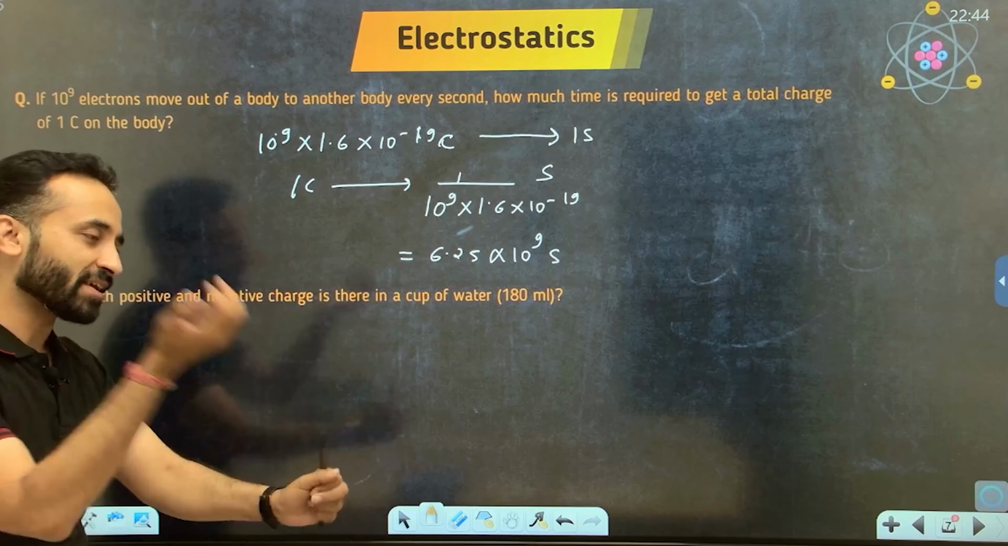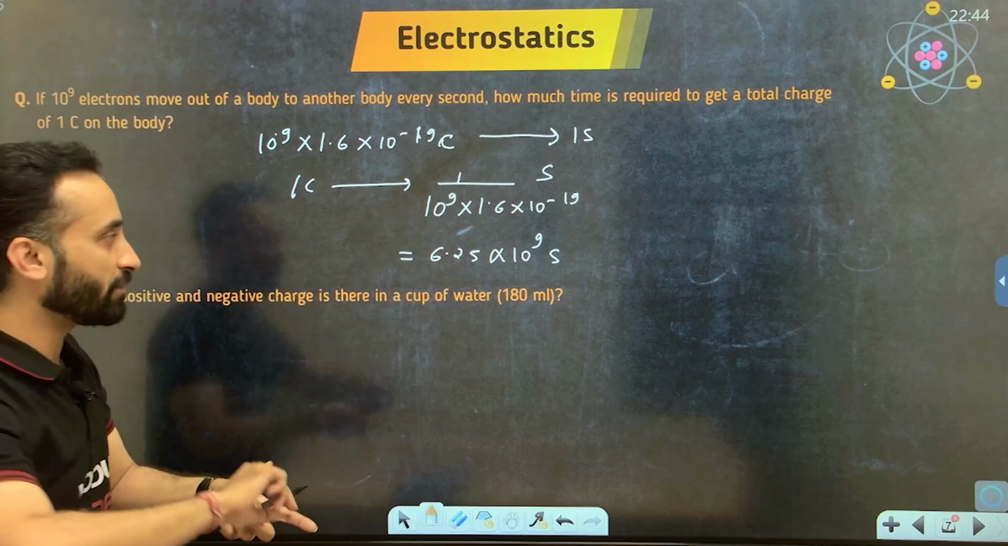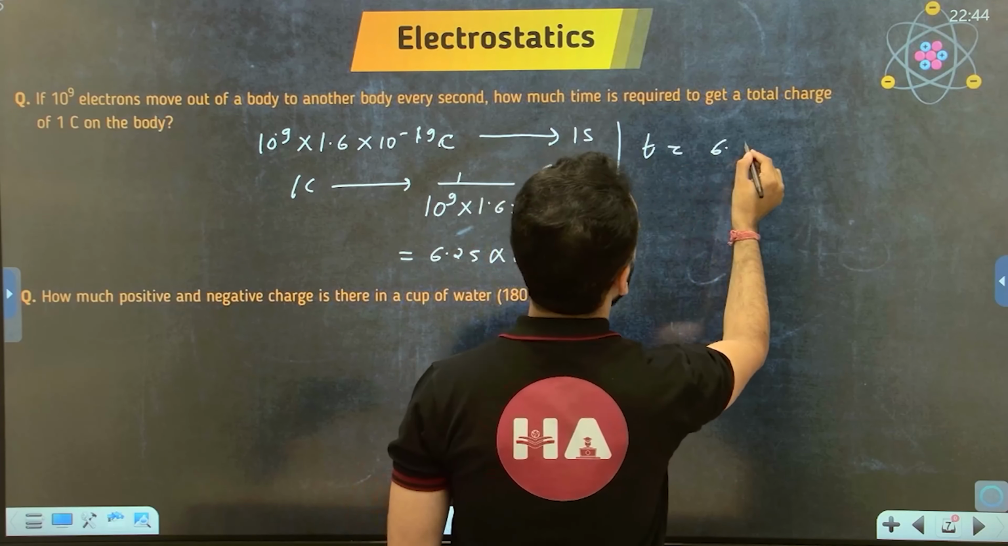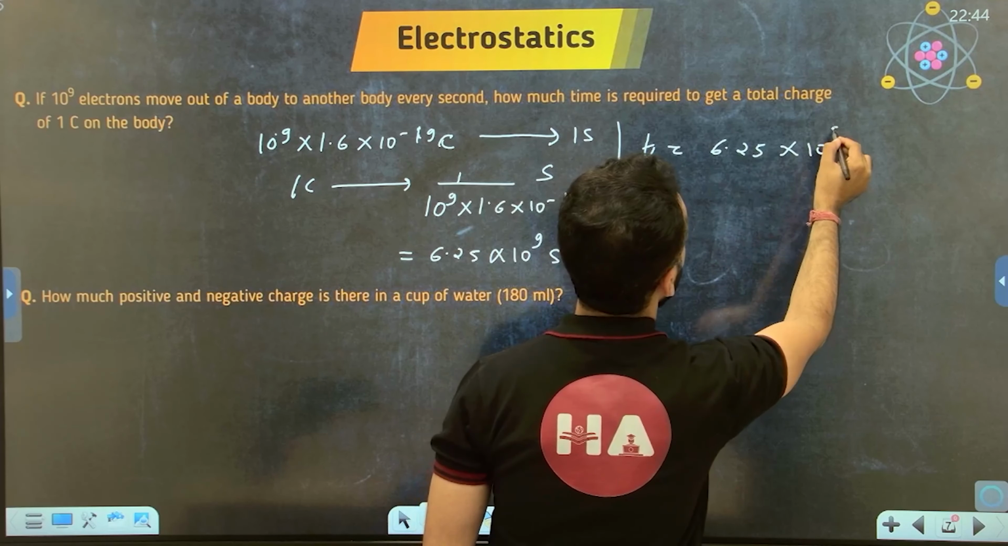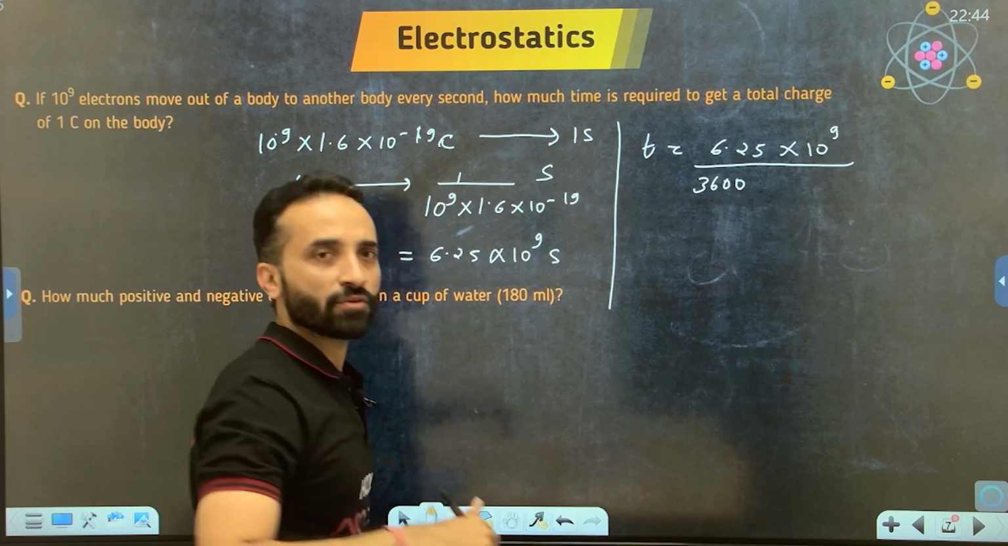Imagine per second you are taking out 1 billion electrons. Still you keep on doing this for this much time. I will make you realize how much time this is. So let's say this time is 6.25 into 10 raised to the power 9, and I divide by 3600. This will convert it into hours.